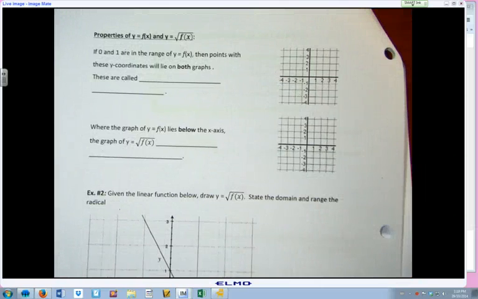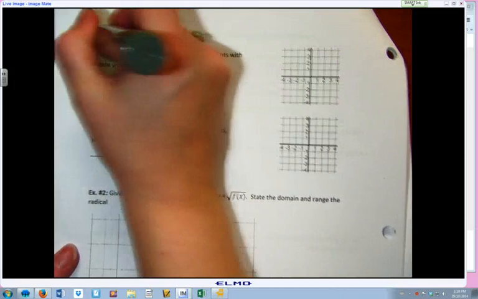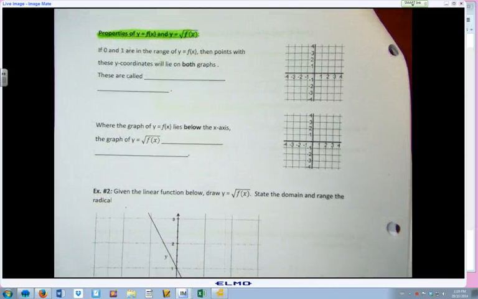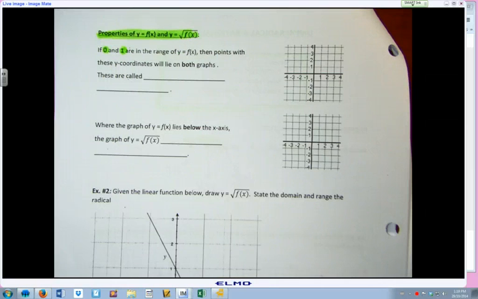So if you don't want to do it point by point and you want a better method, we're going to talk about some properties of the two functions. Zero and 1 are really special points in terms of our square root graph. So if 0 and 1 are in the range of y equal to f of x, then points with these coordinates will lie on both graphs.